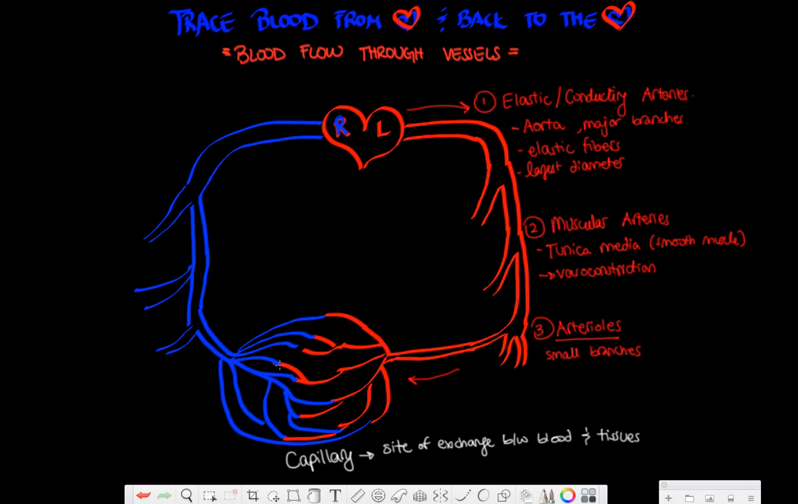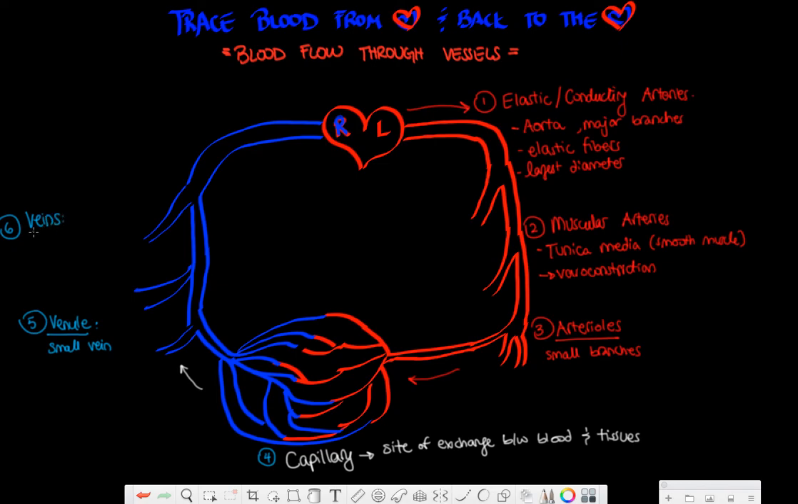Next up, as this exchange occurs, the blood is now going to become deoxygenated. As blood is leaving the capillary bed, this is where it's going to enter into a venule. A venule is actually a small vein, and it's going to pull the blood from the capillary bed and now work to return it back to the heart.